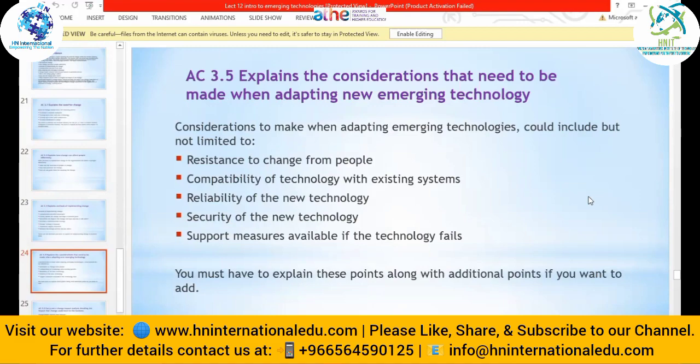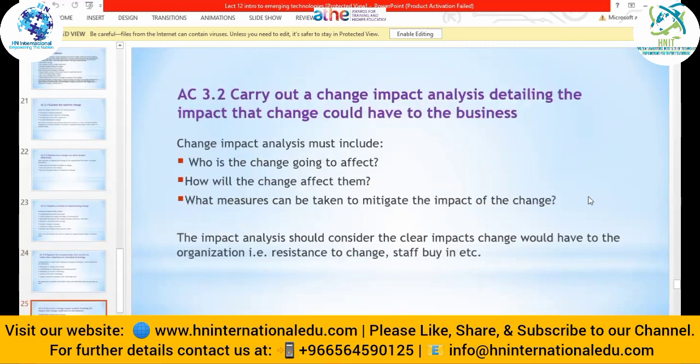This will include resistance to change, compatibility with existing system, reliability, security, and support measures. These are the main things that you will be focusing on while writing the considerations. And then carry out a change impact analysis detailing the impact that change could have to the business. Change impact analysis must include who is the change going to affect. Obviously, it will affect patients' results, the reliability of results, how will the change affect them, and what measures can be taken to mitigate the impact of change.